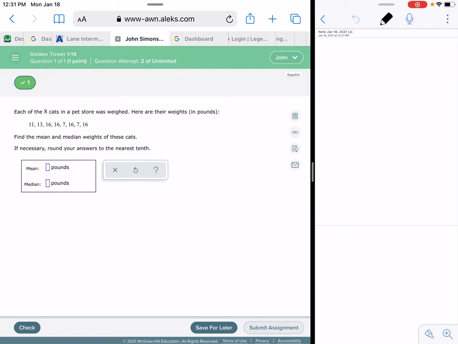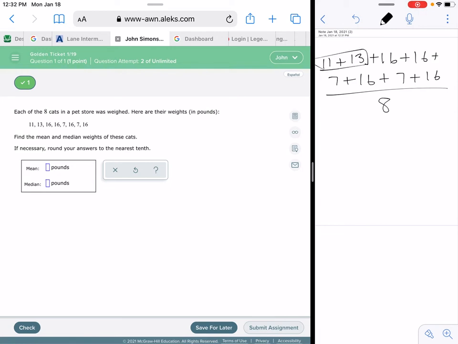So to find the mean, what we're going to do is add all of these numbers together, right? 11 plus 13 plus 16 twice, plus 7 plus 16 again, plus 7 plus 16 a final time. You've got 8 numbers, so we're going to add them up, and then that sum we're going to divide by how many we added up in the set, and that's 8. That's where the 8 comes from. So I'm going to do this problem.